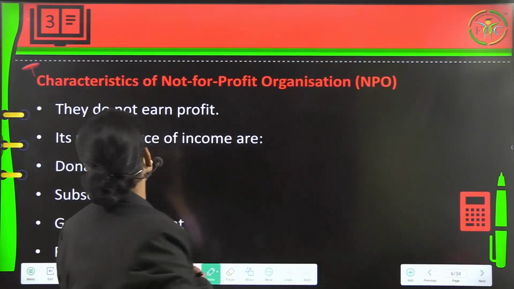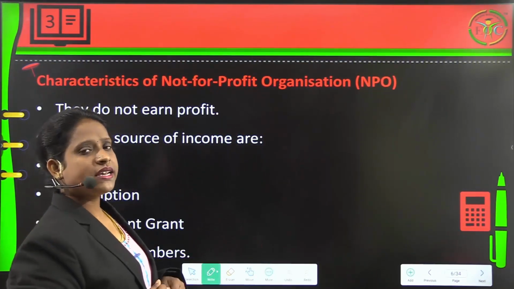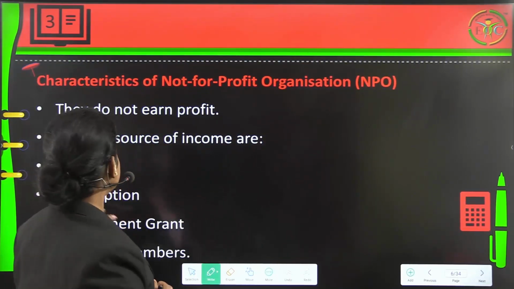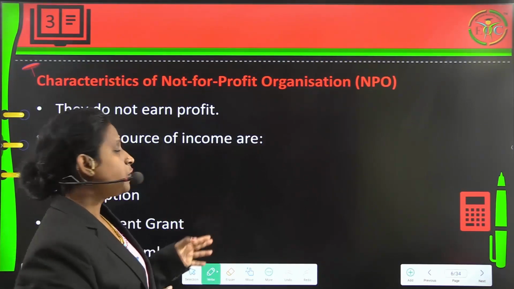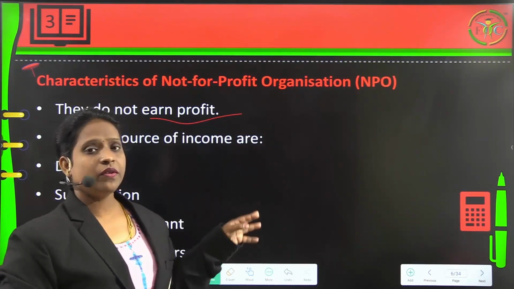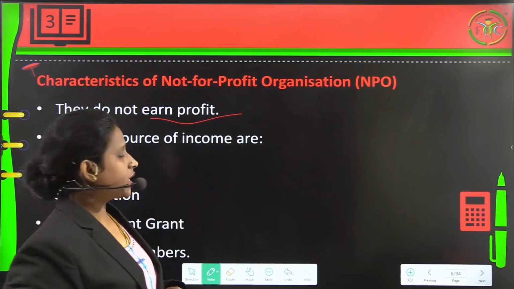Then characteristics of not-for-profit organization, which we call NPO. Right? So let's discuss the characteristics here. The first point is that they do not earn profit, because it's a service oriented sector. Therefore profit will not be expected by this kind of organization.